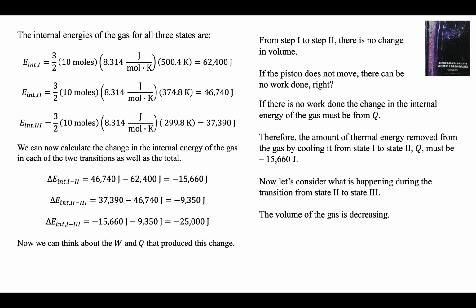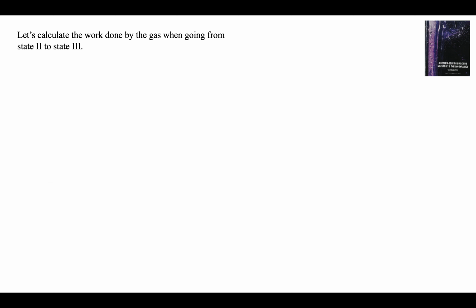So from state 2 to state 3, let's think about what's happening there. The volume of the gas is decreasing. It's going from 40 to 32. If the volume's decreasing, the piston's coming in. The piston's hitting the atoms, not the molecules, and they're speeding up as a result. So the work done by the gas is negative.